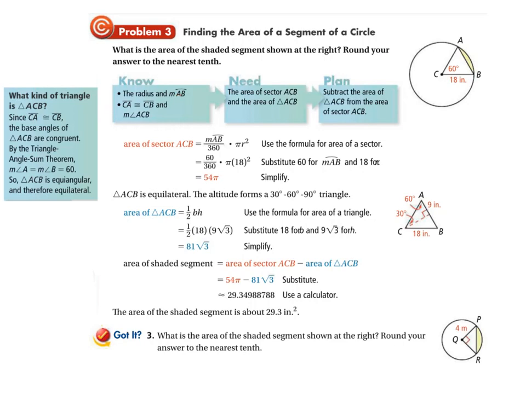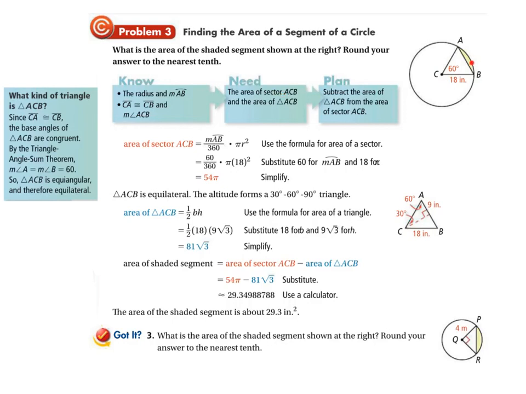We know the radius, and we know arc AB is measuring 60 degrees. We know that CA and CB are congruent and equal in measure, and we know that the measure of angle ACB is the same as the arc measure of 60 degrees. Now, what do we need to know?